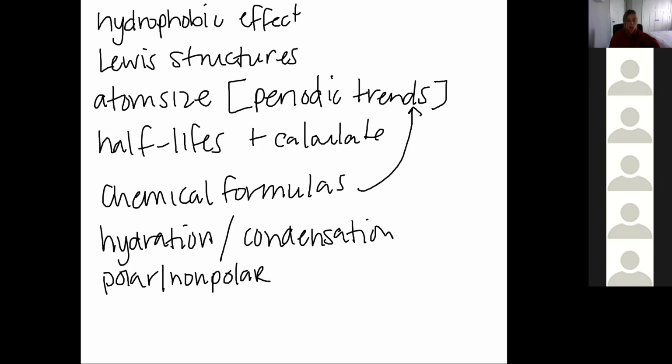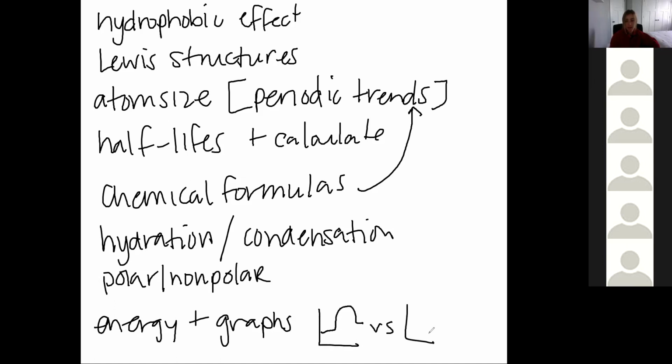You need to talk about energy. And I'm going to put on here and graphs. So that kind of thing that dealt with, you know, endothermic, exothermic reactions. You need to know that kind of stuff. Okay. That's a horrible graph, but you get the gist. You need to talk about oxidation states. Okay, and this list just keeps going.